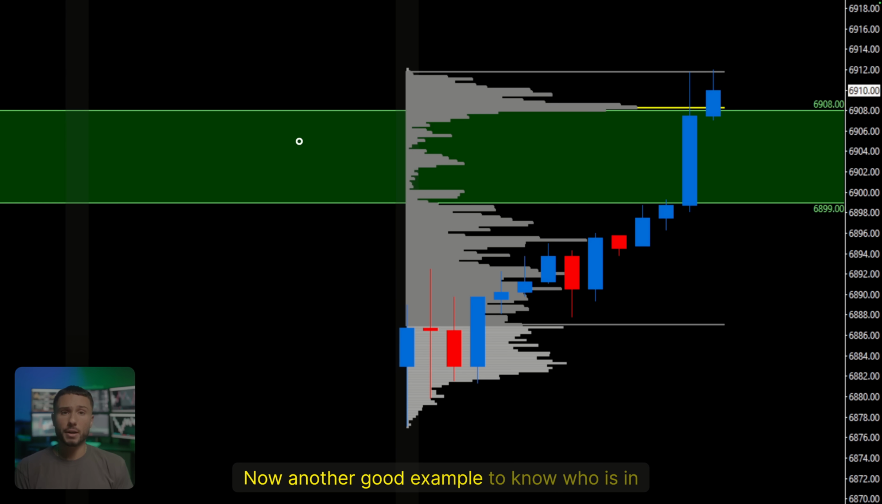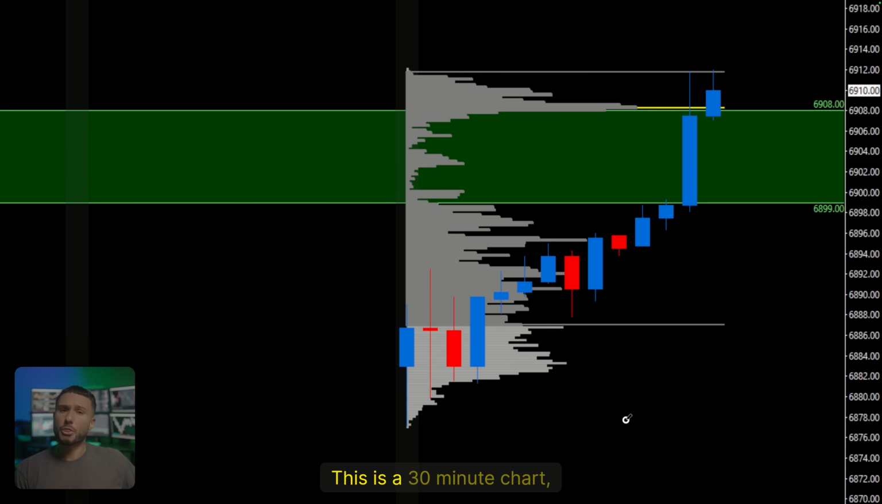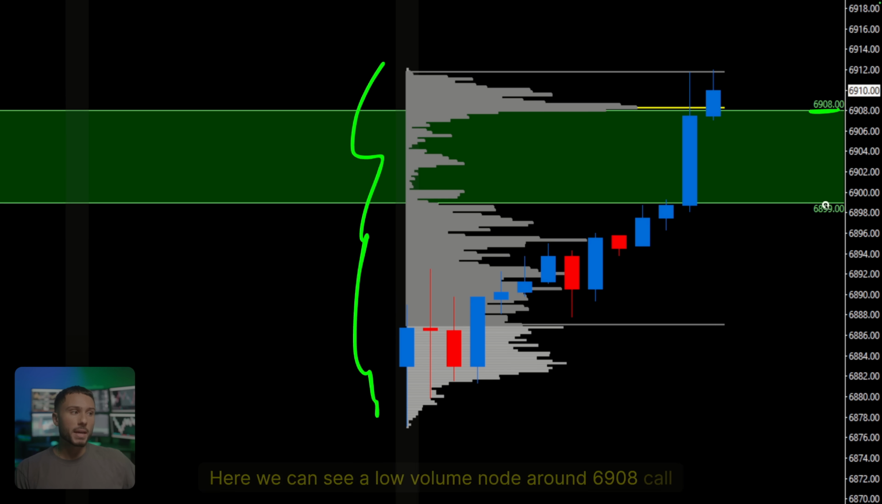buyers. Now, another good example to know who is in control, this is a little bit of a different example, is just a daily low volume node. So here we could see the market. This is a 30-minute chart, but the volume structure is based on the daily time frame. Here we can see a low volume node around 6908 to 6900.